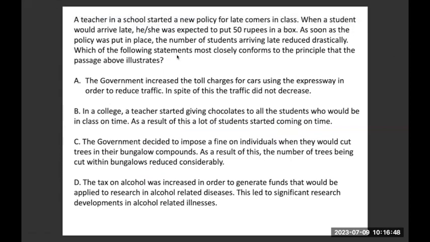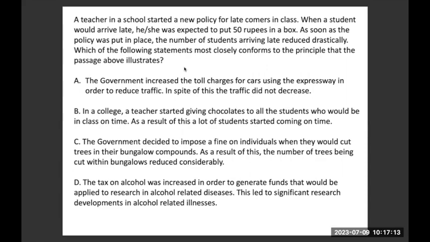What it says is a teacher in a school started a new policy for latecomers in a class. When a student would arrive late, he or she would be expected to put 50 rupees in a box. As soon as this policy was put in place, the number of students arriving late reduced drastically. This is a situation given, okay?